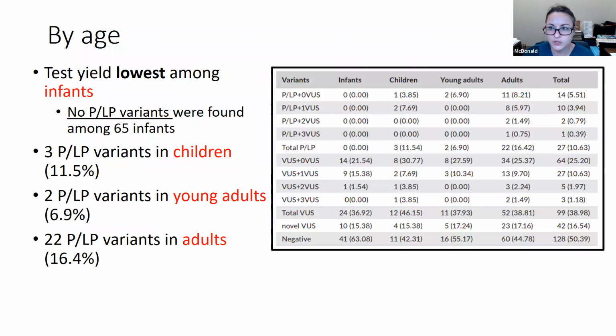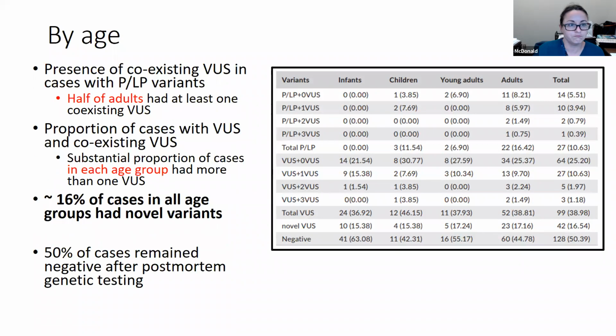So when they broke the results down by age, it was very interesting that the test yield was lowest among infants, and no pathogenic variants were found among the 65 infants tested. 3 pathogenic variants were seen in children, 2 in young adults, and 22 in adults. So they also looked at the presence of coexisting VUS in the cases of the decedents who had pathogenic variants, and they saw that half of the adult cases had at least one coexisting variant of uncertain significance.